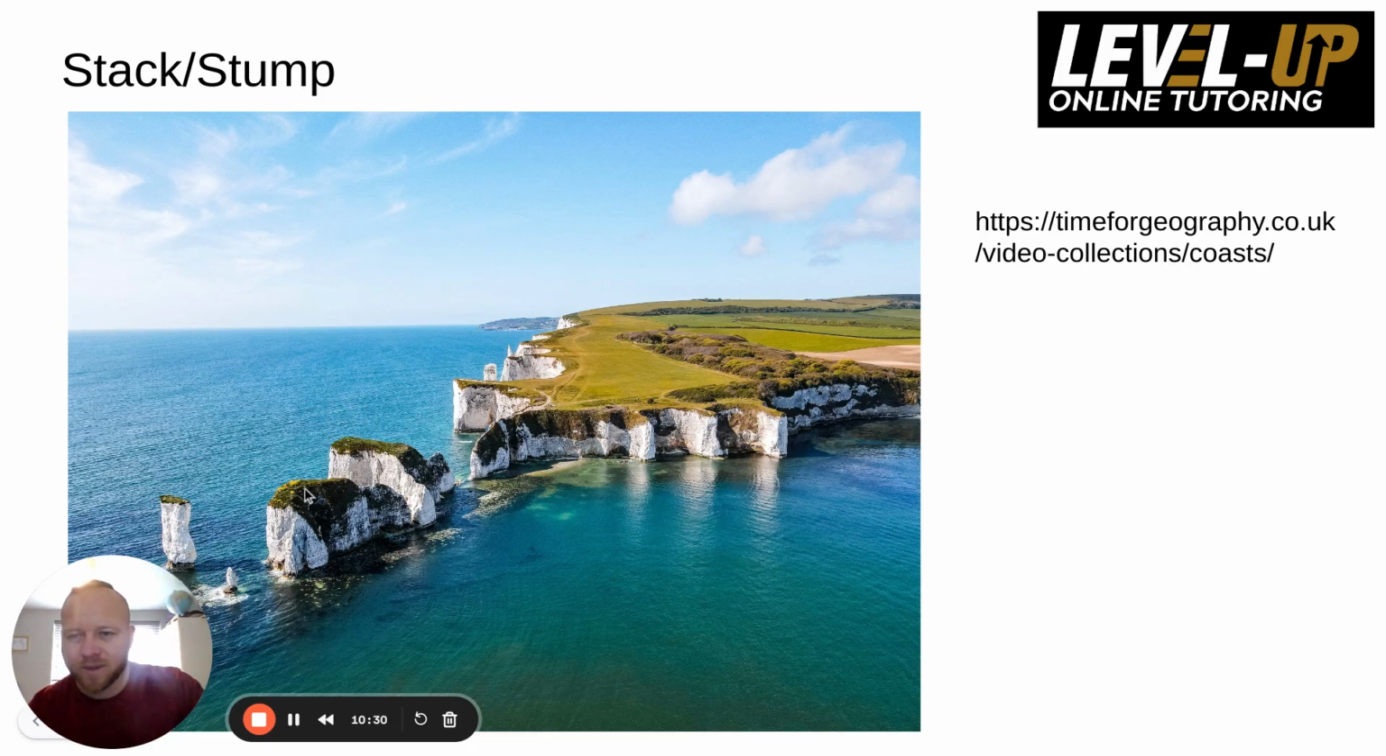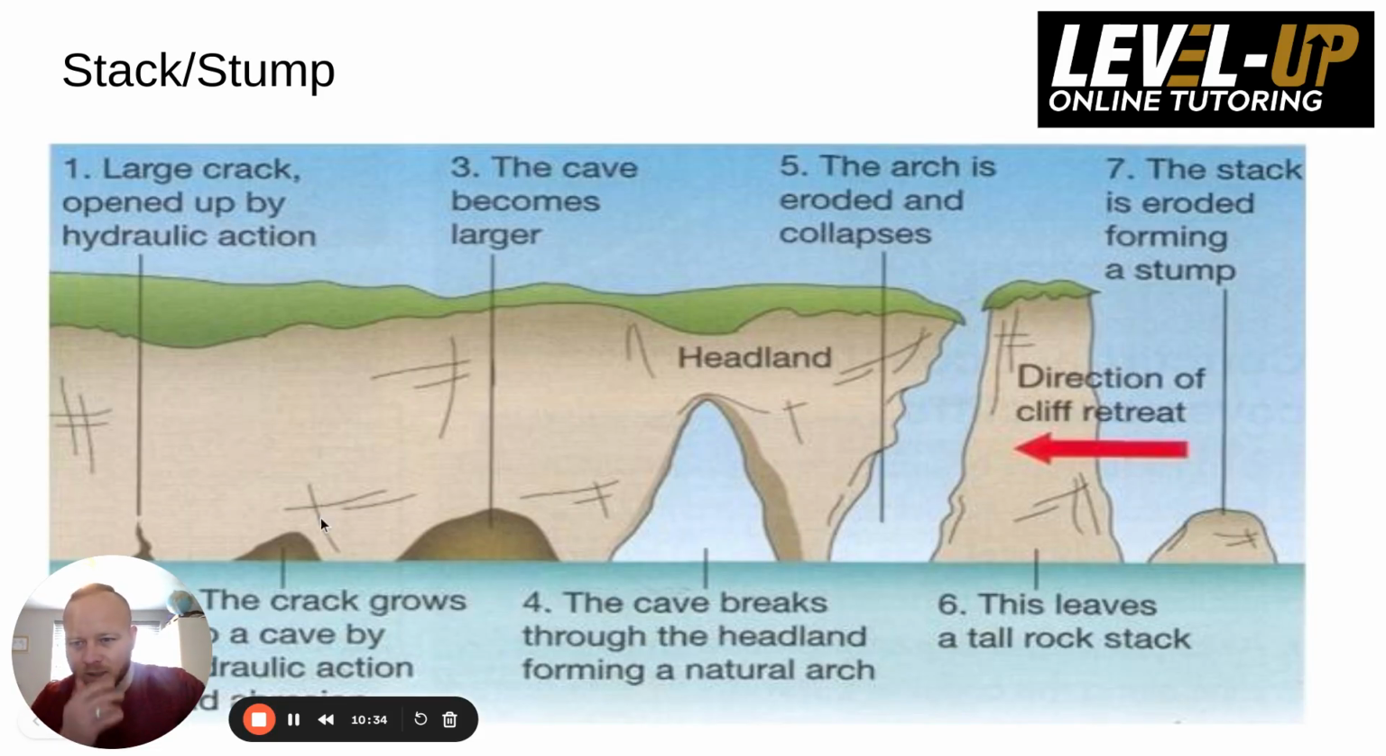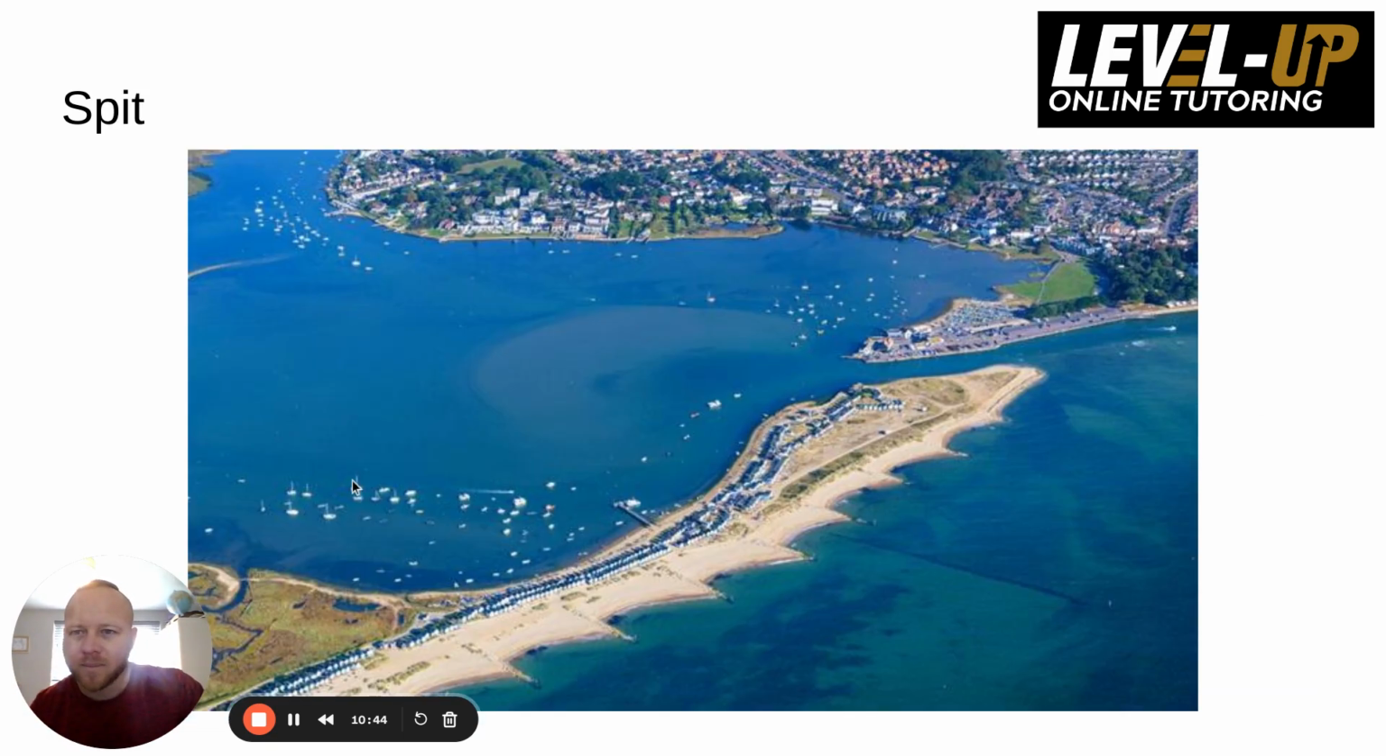So the correct sequence is crack, cave, arch, stack, stump. And there it is. Okay, so you have a crack, which forms a cave, which forms an arch, which forms a stack, which forms a stump. And remembering all the time to get those erosional processes in there. That's all the erosional landforms that students need to know about.